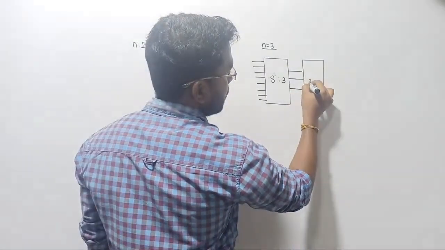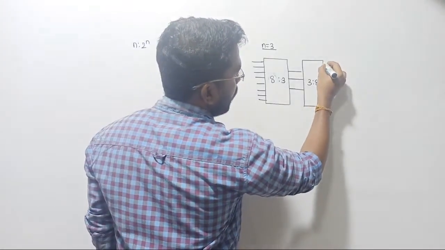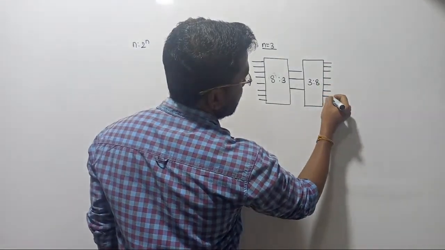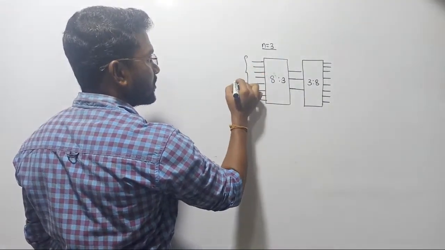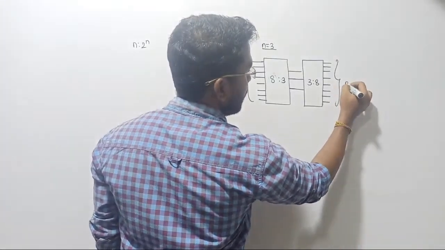Again we are going to consider a 3 cross 8 decoder, just opposite to the encoder, right? So the decoder once again will deselect the data. Let me consider 3, 4, 5, 6, 7, 8, and it will pass the data to the output side. See there, this is the sending end, and this is going to be the receiving end. We are in the receiving end.